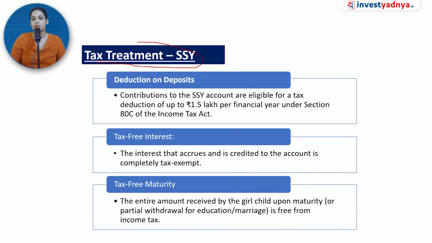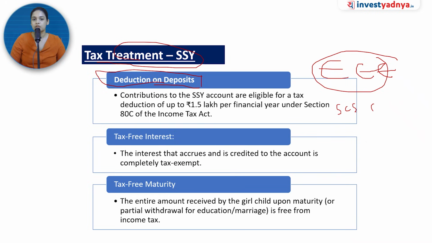Let's understand the tax treatment related to it. Here you need to understand that it is triple E exemptions. Firstly, deduction on deposit, like how we saw with SCSS. The parent or guardian can claim a deduction of up to 1.5 lakhs under section 80C for contributions to SSY. The interest is tax-free. The interest that accrues and is credited to the account is completely tax exempt. Even at maturity, once the entire amount is received by the girl child, that is also free from income tax.